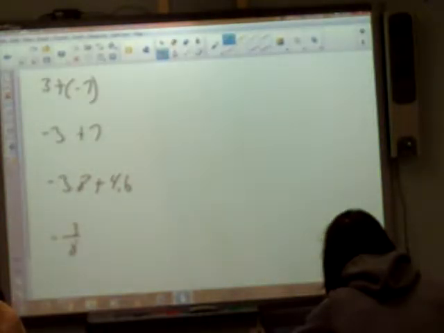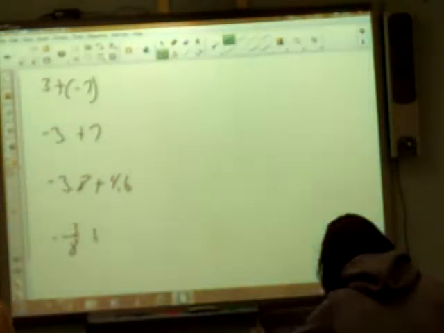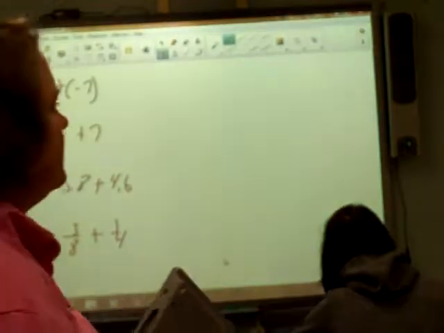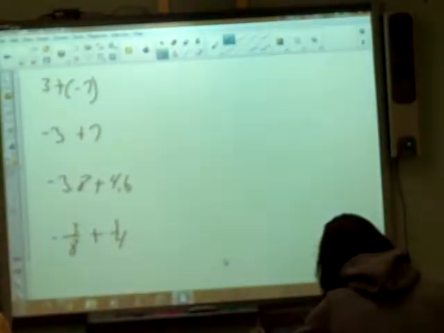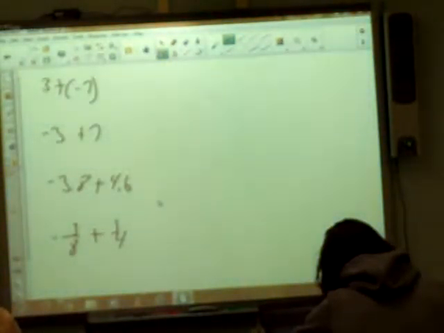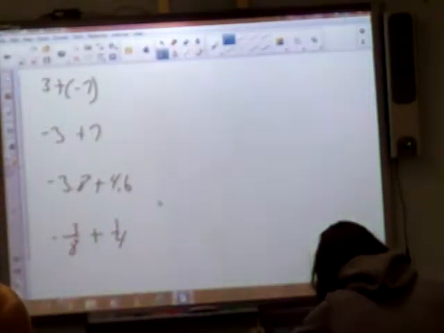And my fraction one: negative 3/8 plus a quarter. Alright, so they're still all addition problems. You can glance down through all four of those and see that they still all have the addition sign. What's different this time, though, is that both terms are different signs, positive and negative-wise. If I look here on number one, I got a positive 3 and a negative 7. Can you describe with words the rule for what we do when we add and they're different signs?